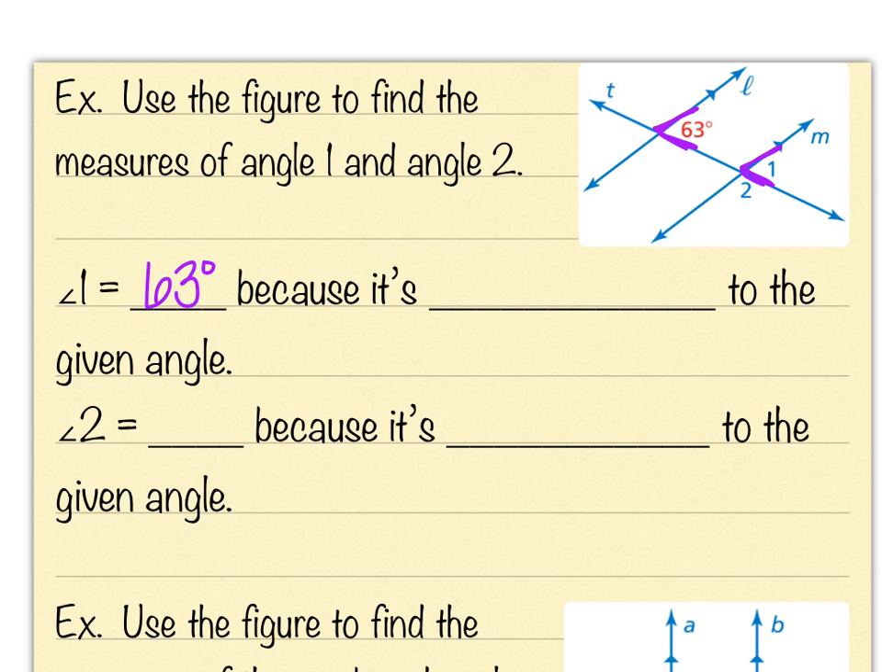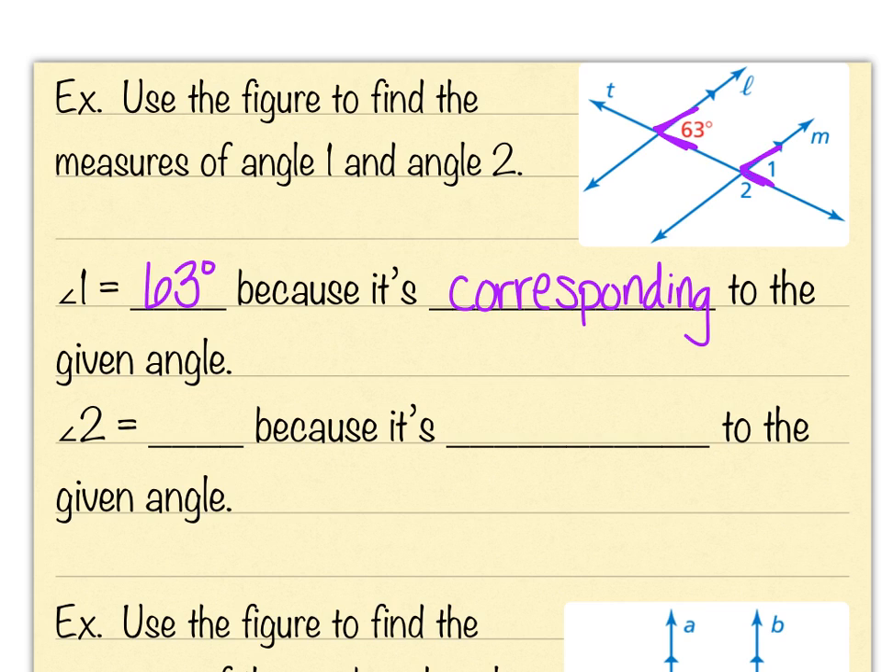But when I explain why, I don't want to say it's congruent to the given angle because I already know that to be true. I want to know why it's congruent. And so the vocab word that I would want to use here is I would say that they are corresponding angles. So angle 1 is the exact same angle as the 63-degree angle, just on the other line.